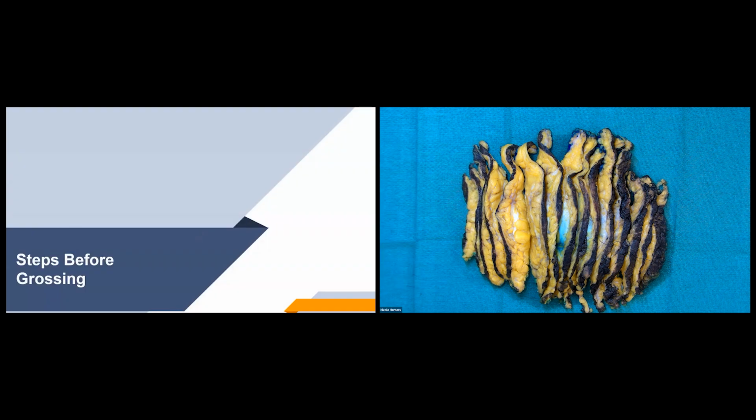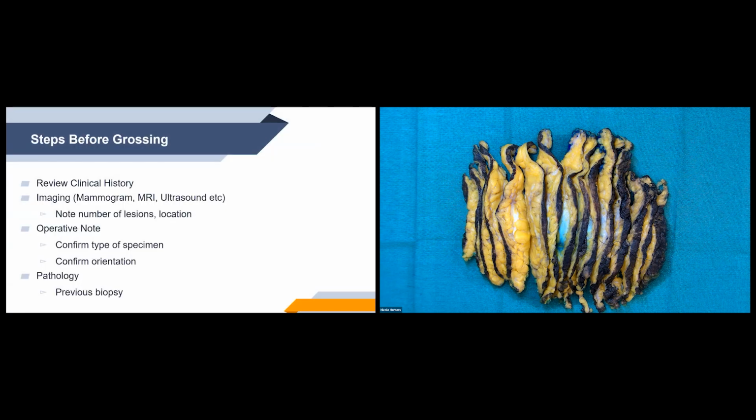So now we'll go through briefly some steps that are important to go over before we actually start grossing the specimen. It's really important that we review all clinical history, and this will include looking at imaging to identify the number of lesions and the location of these lesions. As well, we'll want to go through the operative report to confirm the type of specimen that we have, as well as confirm the orientation.